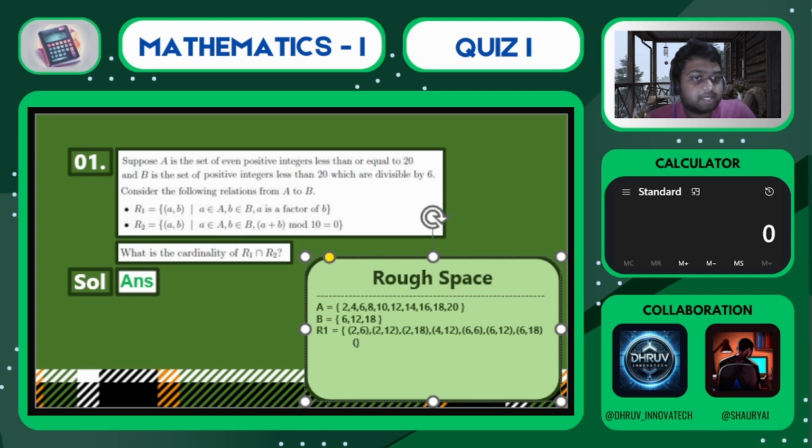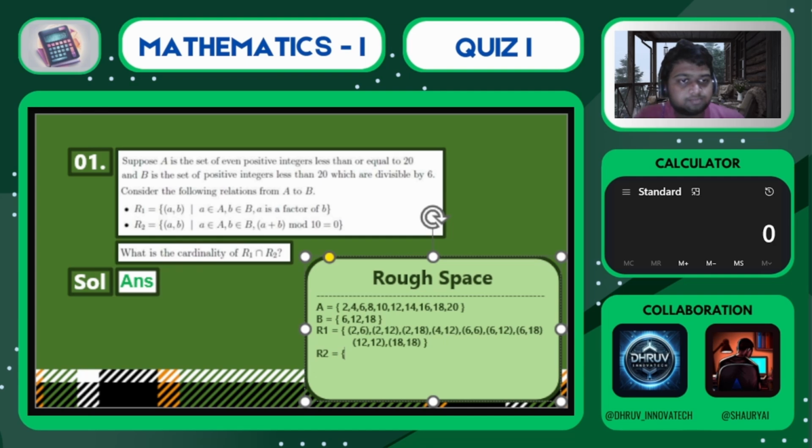Then 6 is done. 8 and 10 can be written. Then 12 is a factor of 12, then 18 is a factor of 18. Those are the only possible cases. The total number of elements in R1 is 1, 2, 3, 4, 5, 6, 7, 8, 9 elements.